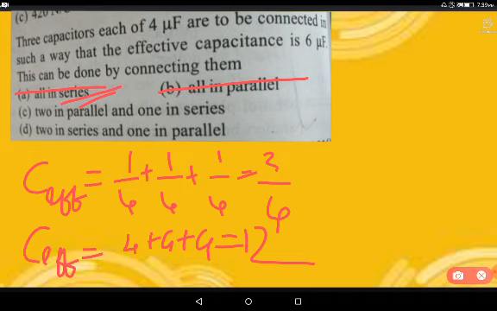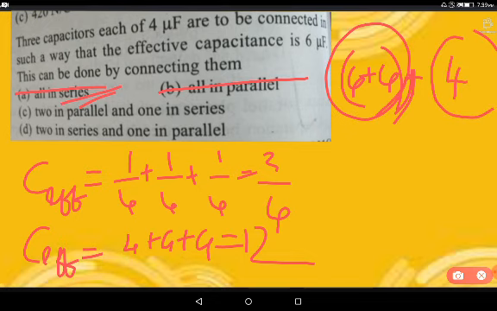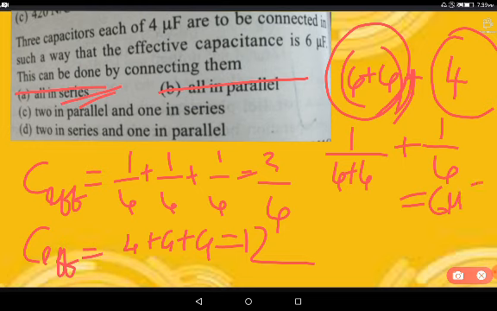Now 2 are in parallel. If 2 are in parallel combination, we will get 4 plus 4, and 1 in series. Now 4 plus 4 and 4 are in series. So in series combination, that will be 1 by 4 plus 4 plus 1 by 4. Now we will not reach the answer 6 microfarad here also. So we can cut this and finally we are getting this.